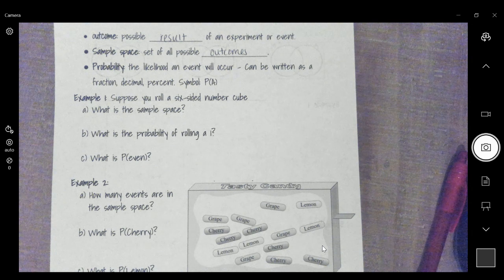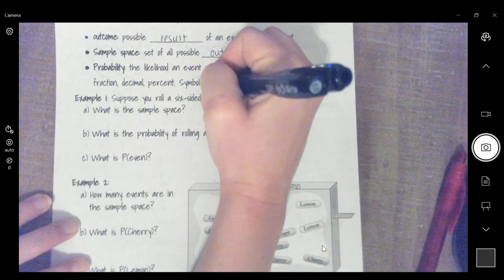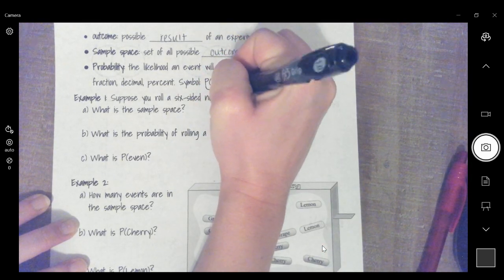And then probability is the likelihood that an event will occur. So we can write this as a fraction, a decimal, or a percent. I'm going to stick with the fractions because that's just easiest at this point, but you can write them as decimals or percents as well. And then our symbol is this capital P. If you see that, that means probability.